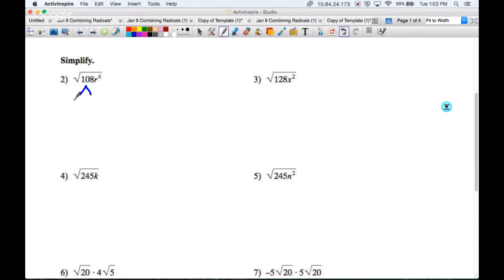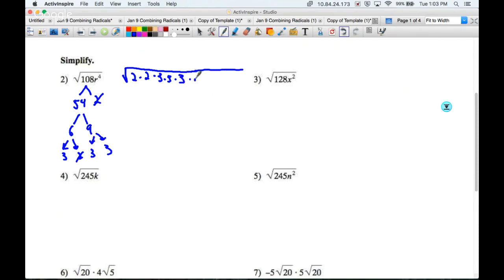I can split that into a 54 and a 2. 2 is prime, so that branch is done. 54 can be split into a 9 and a 6. 6 can be split into a 3 and a 2. And 9 can be split into a 3 and a 3. So when I rewrite this, 2 times 2 times 3 3s.